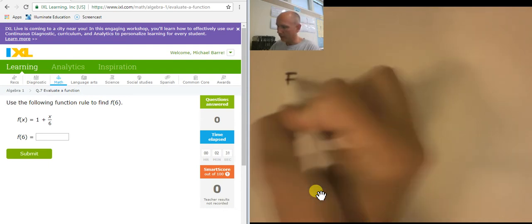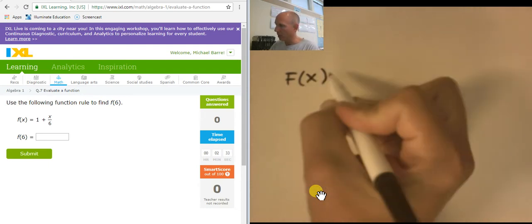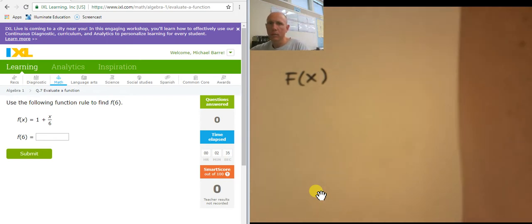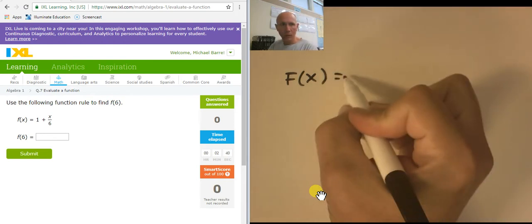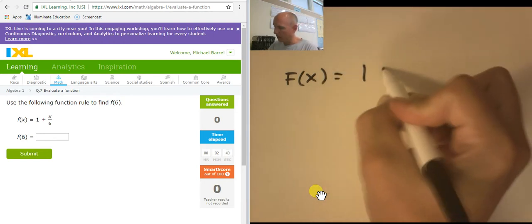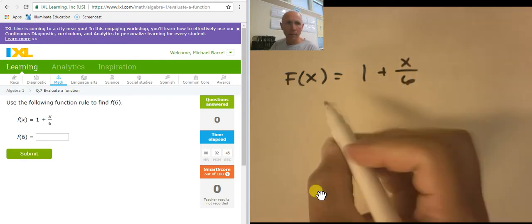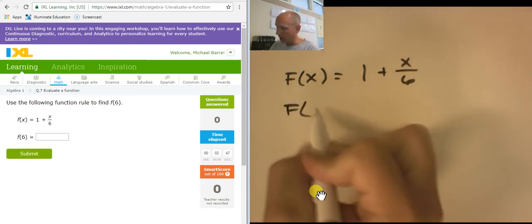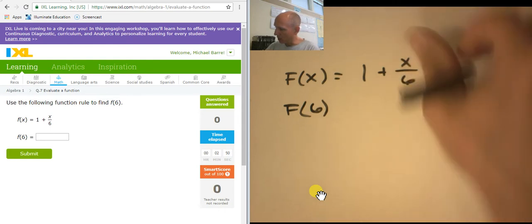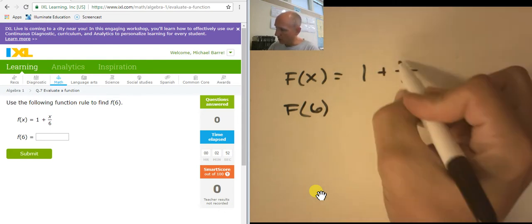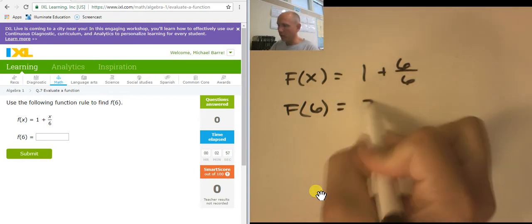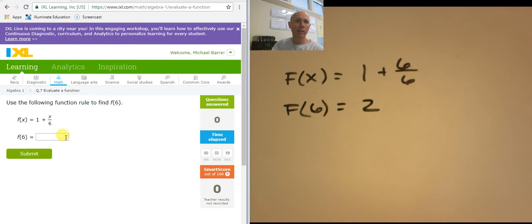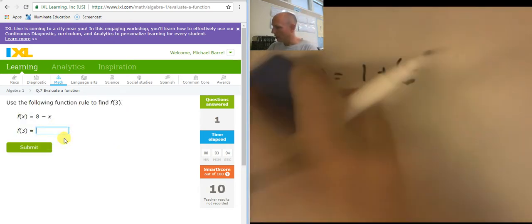F of x. Why is this so blurry? Why are you so blurry? There we go. F of x equals 1 plus x over 6. And I'm asked to find what f of 6 is, which means I'm going to replace the x with a 6. So that's going to be 1 plus 1, so f of 6 equals 2. Plug that in and get it right. Boom. You got it.